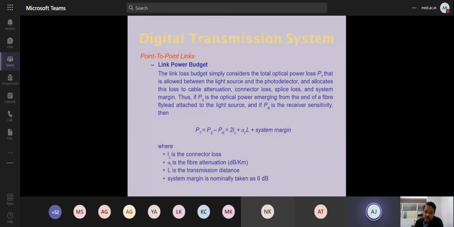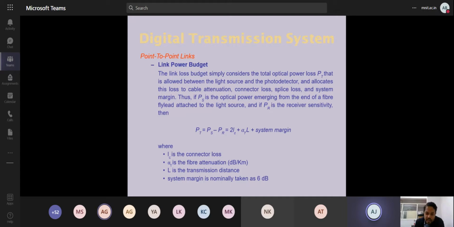This total power loss depends on the connector loss. LC is the connector loss. It considers that there are two connectors in the link: one connector at the transmitter end and another at the receiving end. This is the minimum number. Of course, if it is an entire very large network, then there can be many connectors in between also.